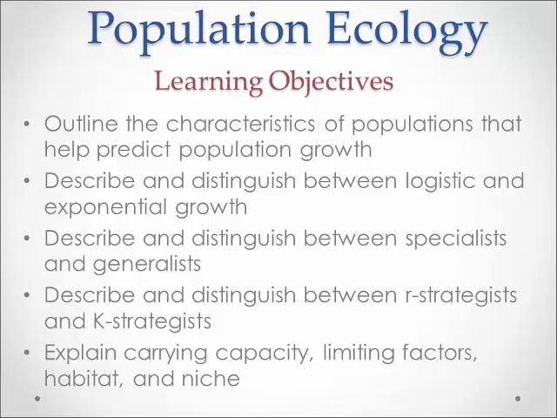The student learning objectives of this mini lecture are: outline the characteristics of populations that help predict population growth, describe and distinguish between logistic and exponential growth, describe and distinguish between specialists and generalists, describe and distinguish between R strategists and K strategists, explain carrying capacity, limiting factors, habitat, and niches.